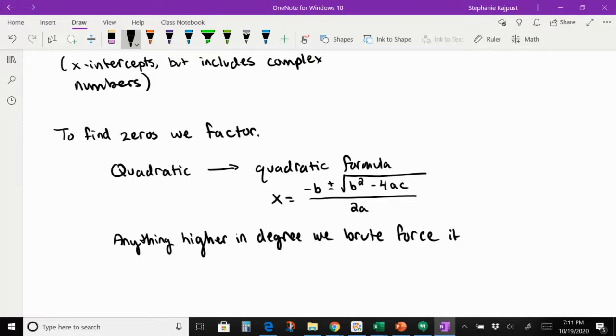So there is a formula for cubics. Let me look that up right now. Okay, I'm just going to take a screenshot of this because I'm not even going to type it. It's really gross.